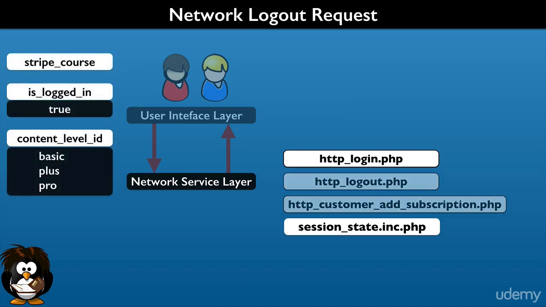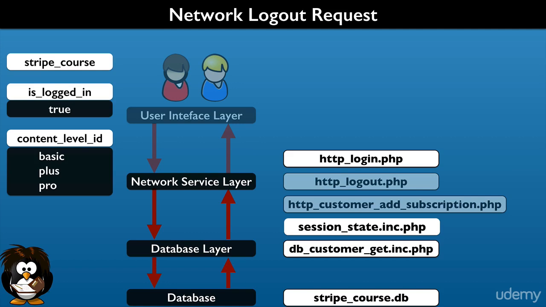We add a new request to handle logging in. It will set the correct login and content level access session variables. To do that, we use our new database code to find a customer with their user ID and password, then translate the subscriber's plan in the database to the content level access.